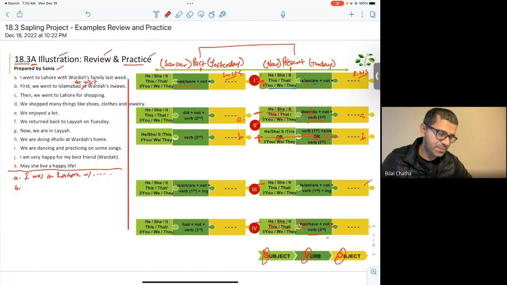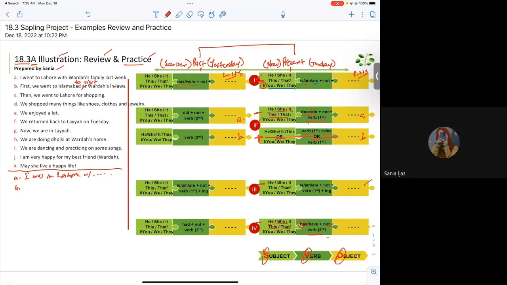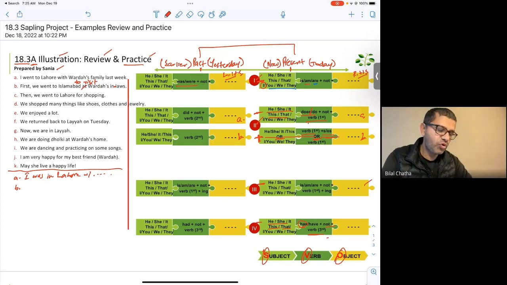Okay, sentence C. Then we went to Lahore for shopping. Very good. Sentence D. We shopped many things like shoes, clothes, and jewelry. Sania, I have a question for you. In sentence C, you said you went to Lahore for shopping. Then you said we shopped many things. Why did you use for in sentence C?